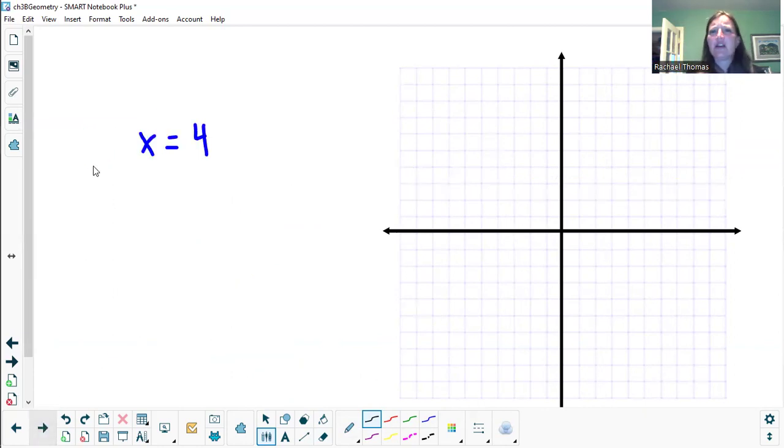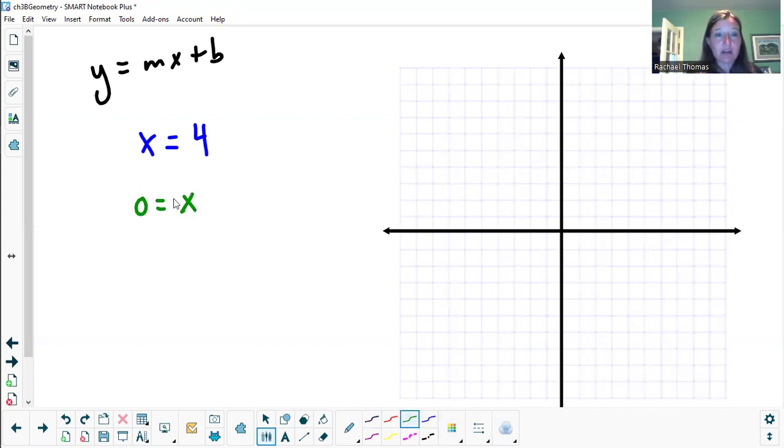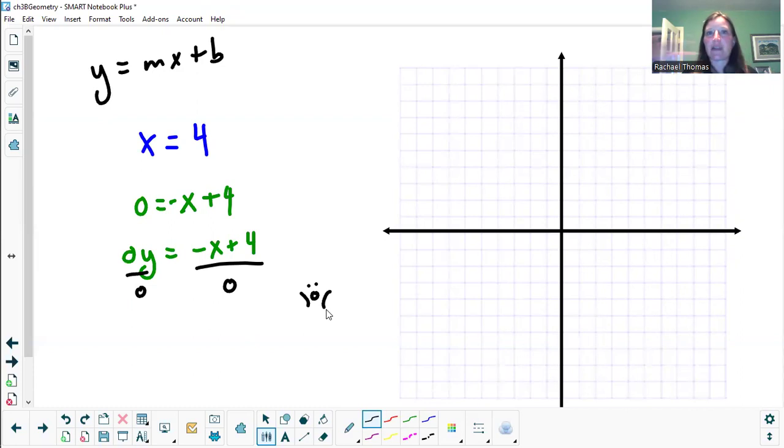Let's try this one. Notice how this equation, if I'm trying to force it into the form y equals mx plus b, I'm going to be plumb out of luck because there's no y. If I really wanted this to look like a y equals mx plus b line, I've got like a 0 y equals negative x plus 4. And you notice how if I try and divide by 0 to make that y get alone, dividing by 0 is classically bad. Dividing by 0 is something you can never do. All right, never divide by 0.